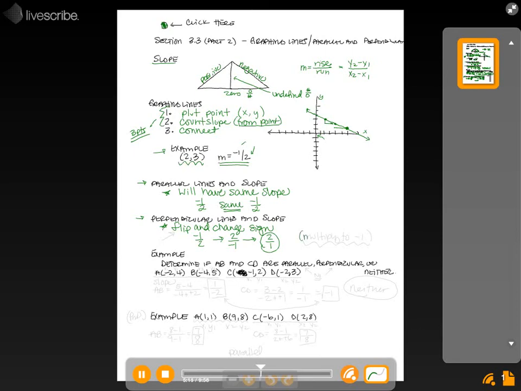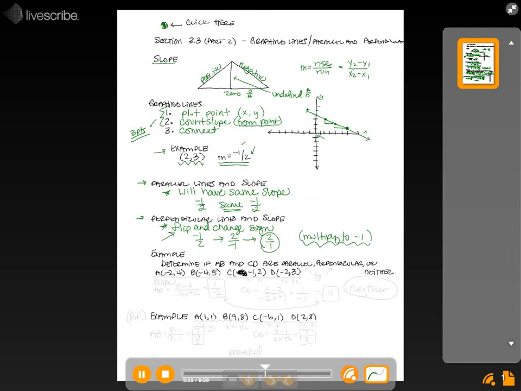Now the other idea, and you may see this, is that they multiply to negative 1. Perpendicular slopes will multiply to negative 1. And that's the actual theorem part of perpendicular and its slope. But we're going to remember this shortcut. We're just going to remember to flip and change the sign.